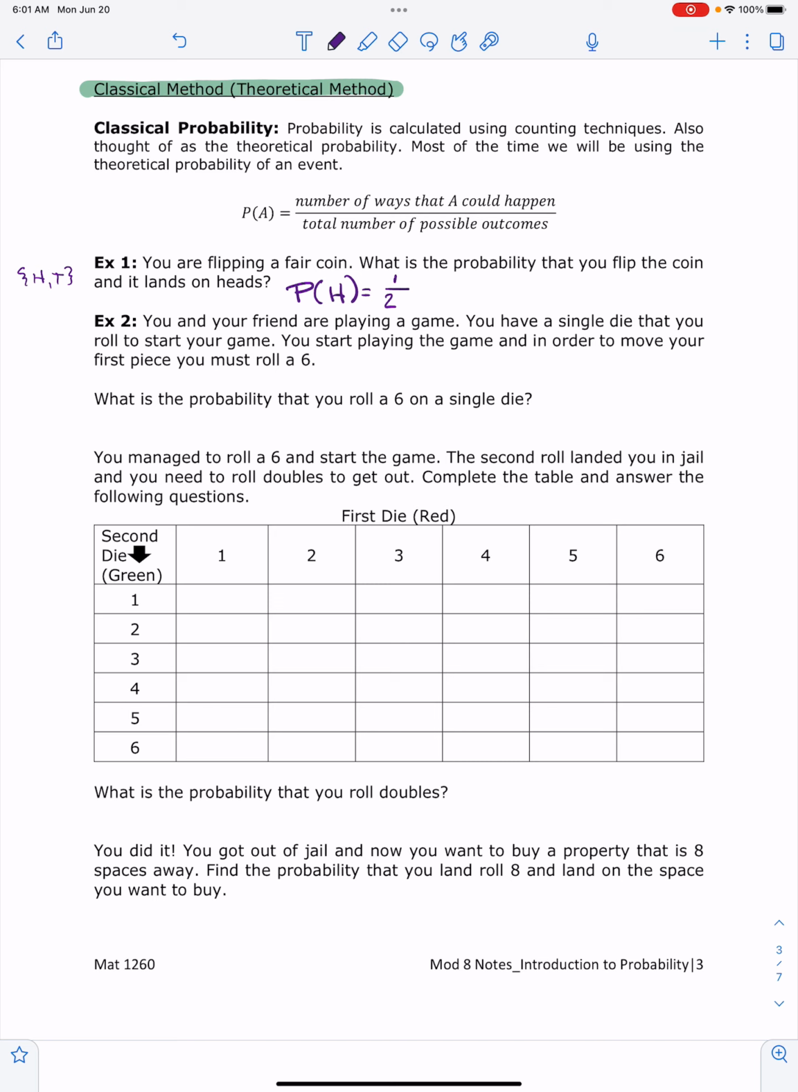You do not need to reduce the fractions. A lot of times we're going to need to add them together. Well, we want to make sure we have a common denominator anyway, so we're going to leave it that way.